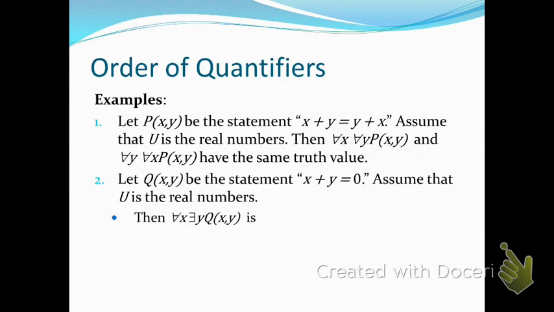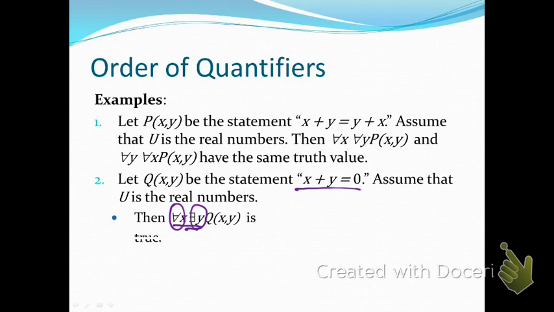But let's think about this statement here. Q of x is x plus y is equal to 0. If we write for all x, there exists a y Q of x, let's talk about the truth value of this statement. That means that for all x, any x I choose, there is a y such that this will make it equal 0. Now is that going to be a true statement or a false statement?